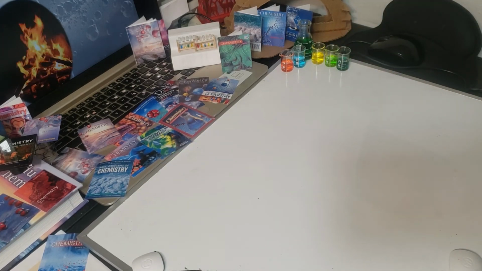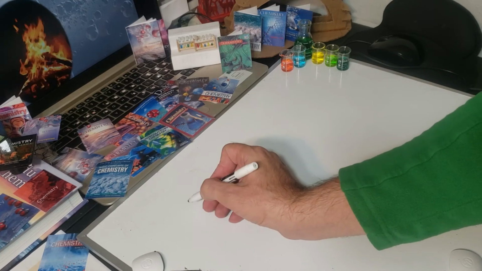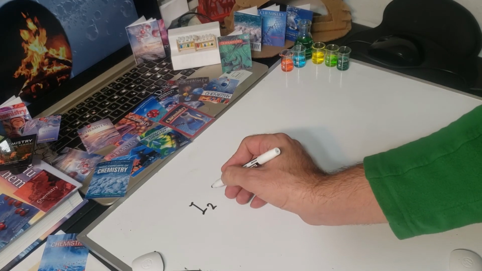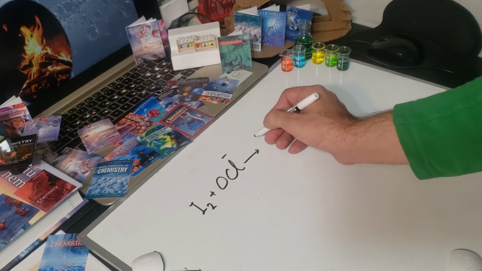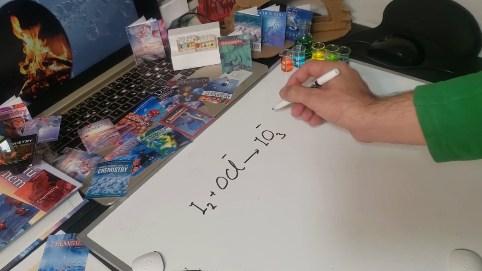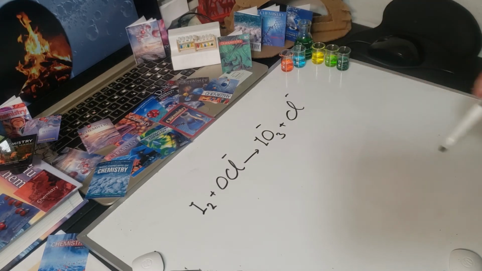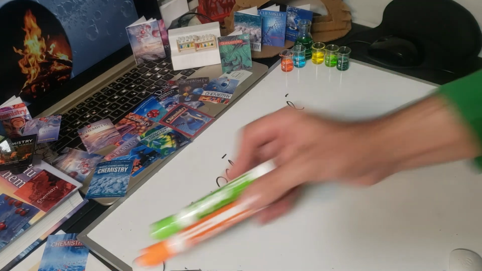Okay, so let's see if I could do my final example in this video, and that would be an example that I have here. It would be a simple one, I2 plus OCl minus, giving me IO3 minus plus Cl minus. So that's a simple one. Let me quickly do that.